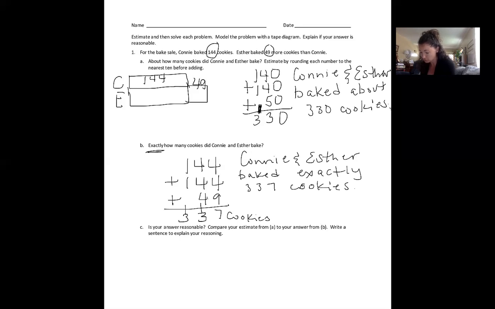So now that we have those two amounts for part A and B, let's compare. Is your answer reasonable? Compare your estimate from A to your answer from B and write a sentence to explain your reasoning. Well, I'm going to look at those two numbers. In A, I got 330 cookies. And then in B, I got 337 cookies. And when I look at those two numbers, they're pretty close. It's not like I came up with 400 cookies and 302. Like, that's a big difference. So 330 and 337 are very close.